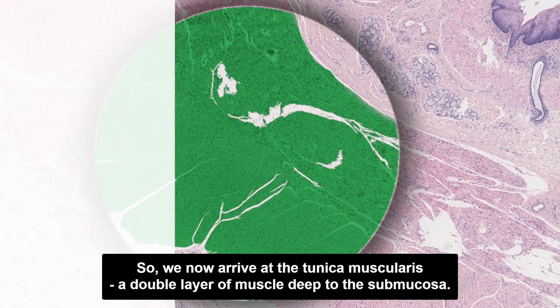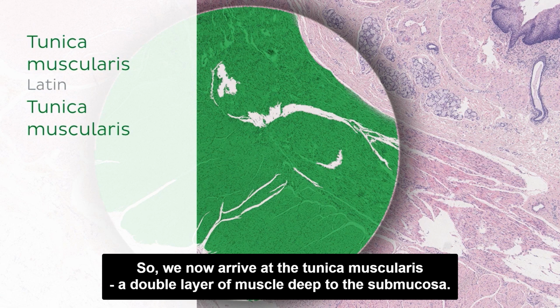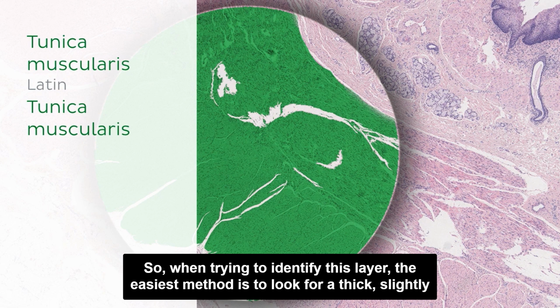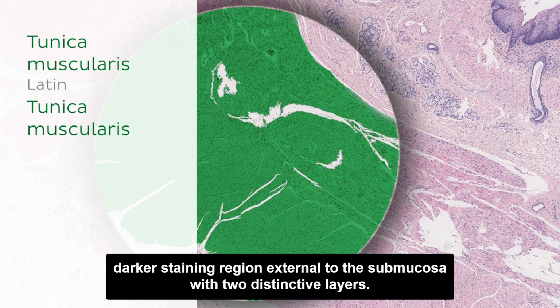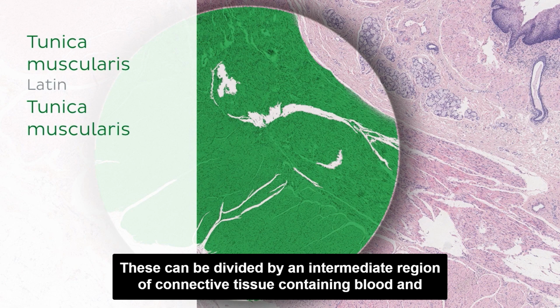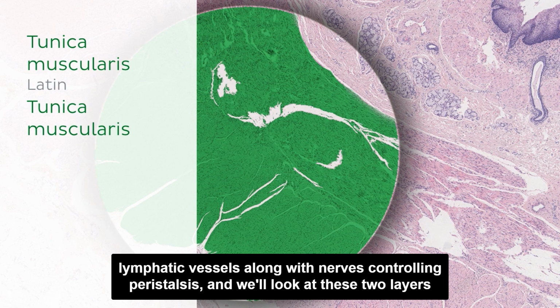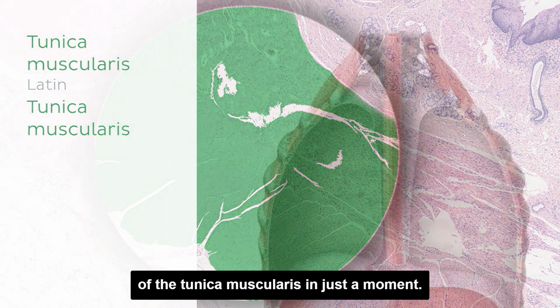So we now arrive at the tunica muscularis, a double layer of muscle deep to the submucosa. When trying to identify this layer, the easiest method is to look for a thick, slightly darker staining region external to the submucosa with two distinctive layers. These can be divided by an intermediate region of connective tissue containing blood and lymphatic vessels, along with nerves controlling peristalsis. And we'll look at these two layers of the tunica muscularis in just a moment.